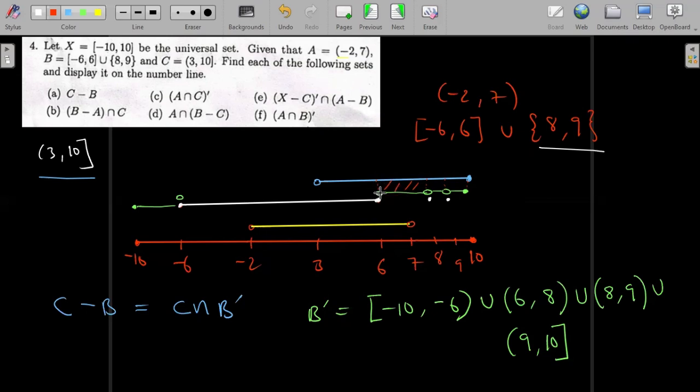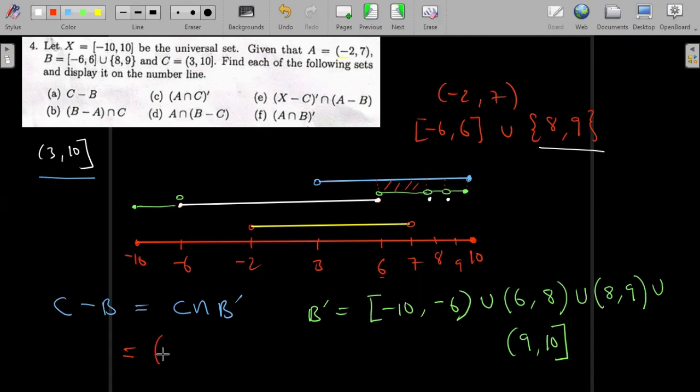Now, when I look at B complement, at the point 6, B complement has an open interval, meaning 6 is not in B complement. And if 6 is not in B complement, it cannot intersect with the 6 which is in set C. So as we start here, our intersection at 6, it's going to be what?